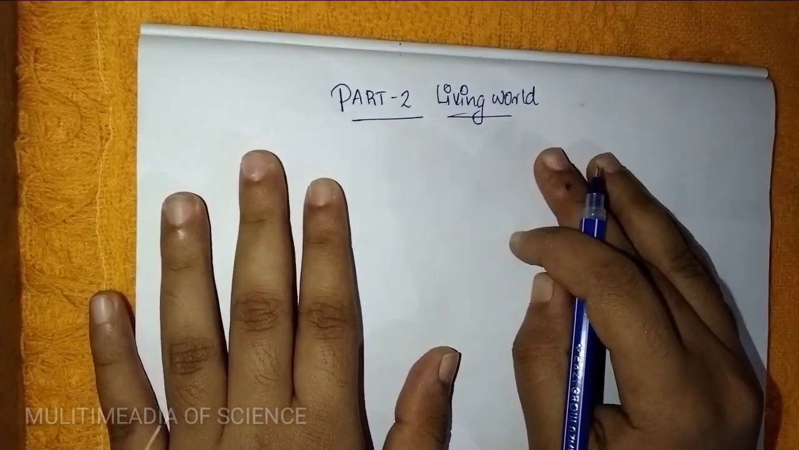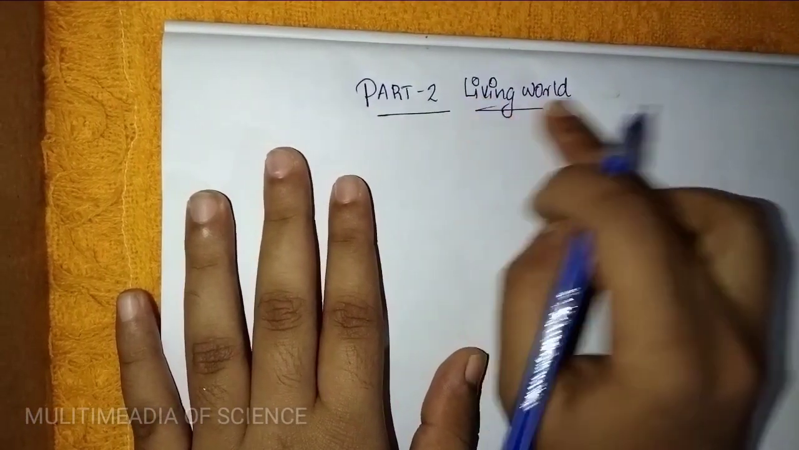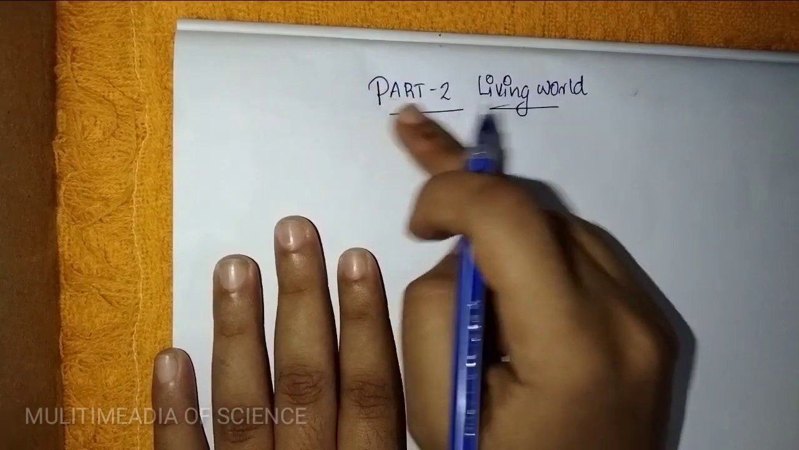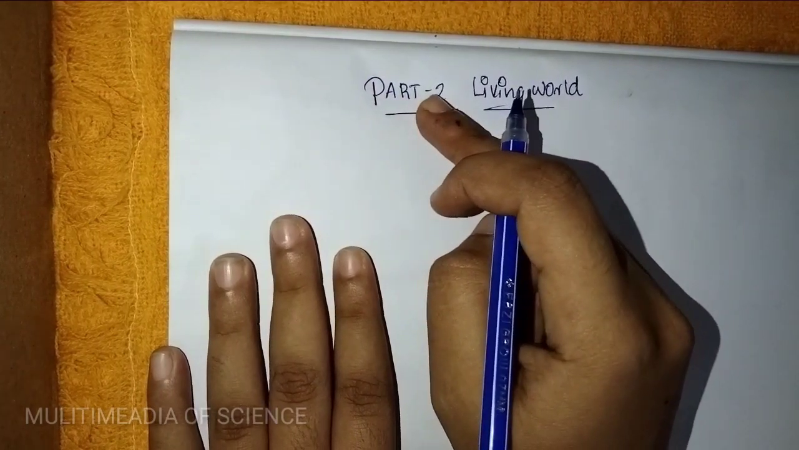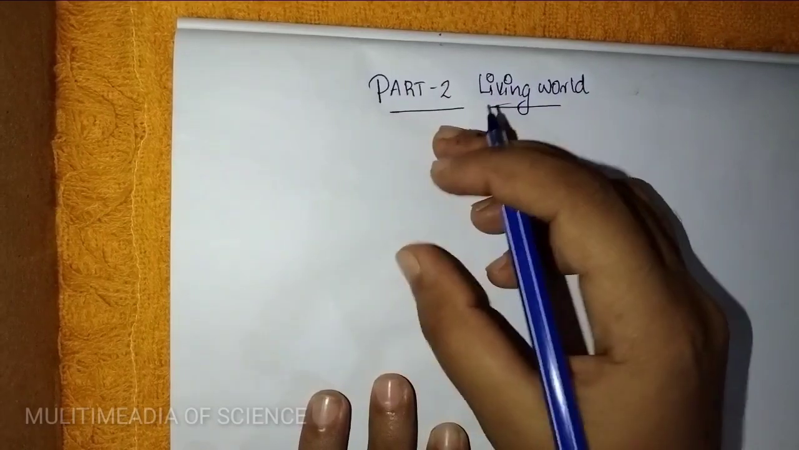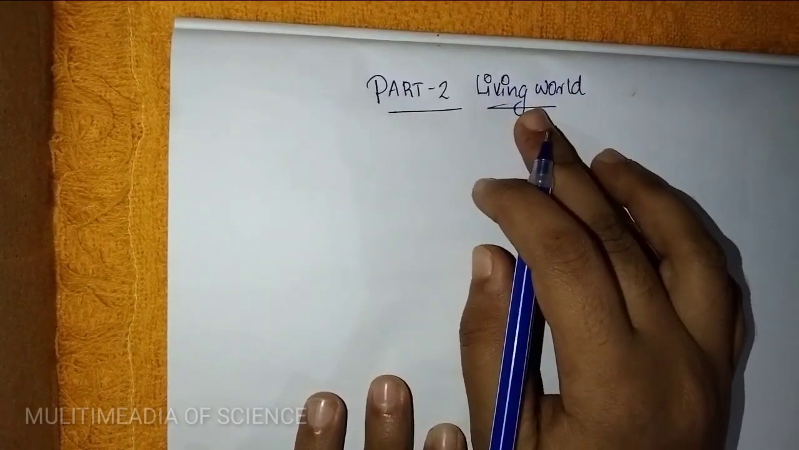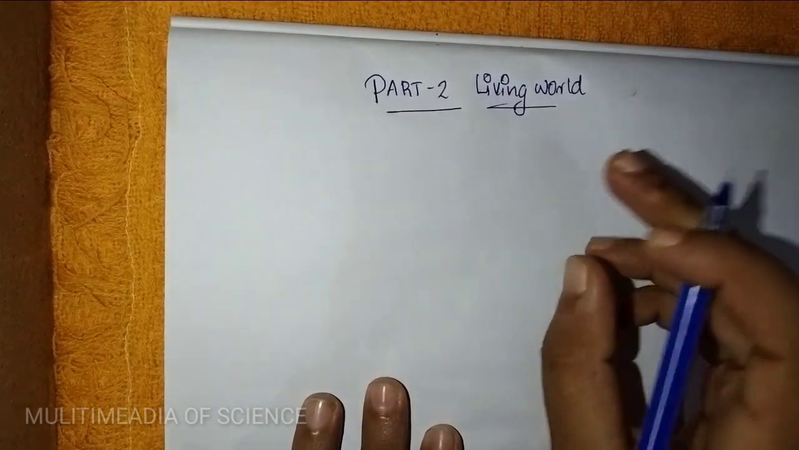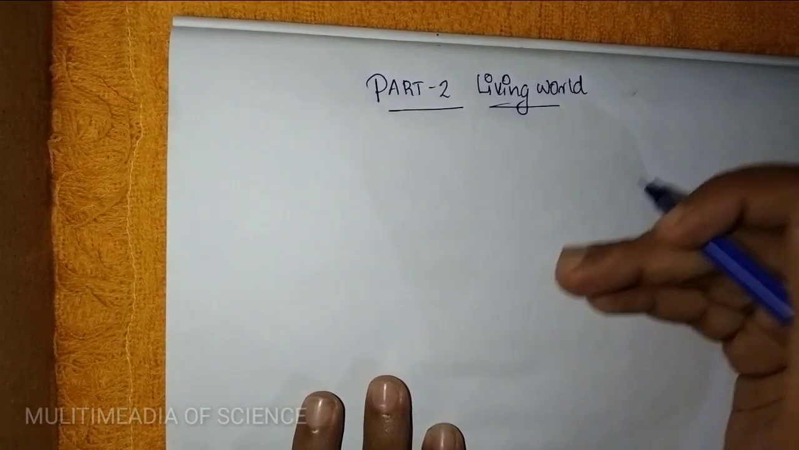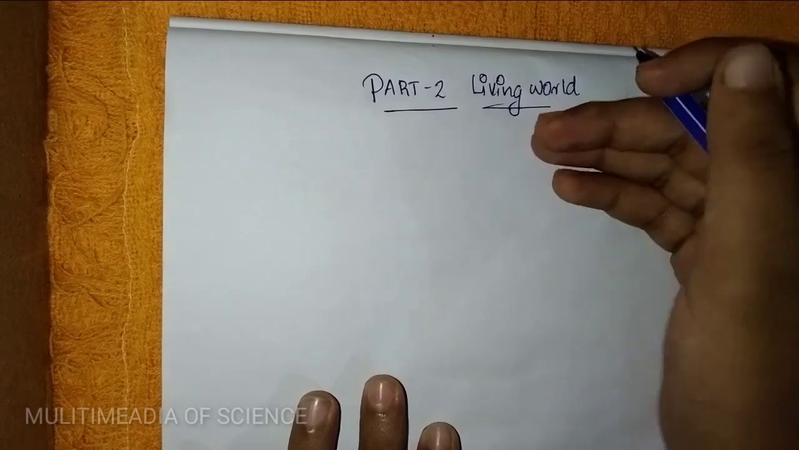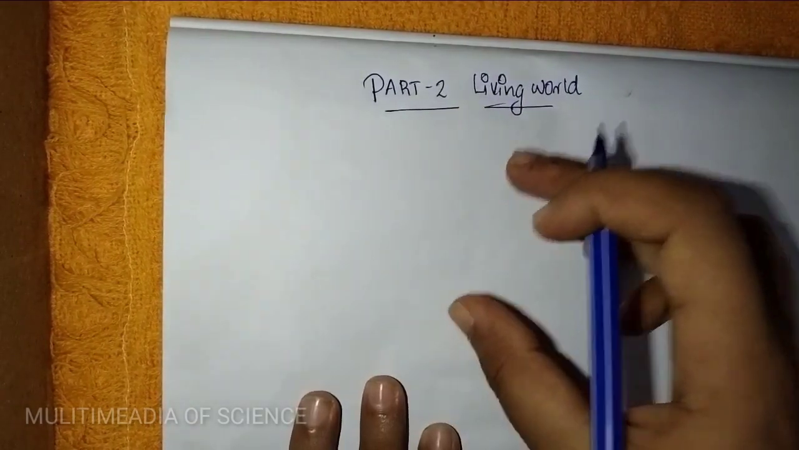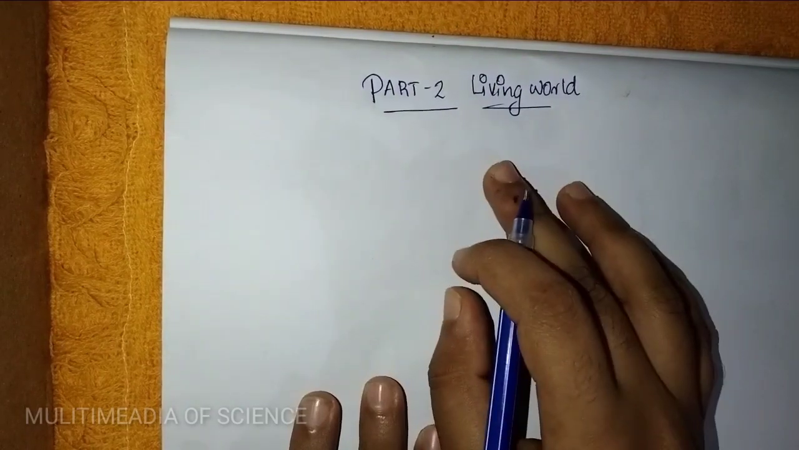Today I am dealing with the continuing section of the chapter Living World. The previous section was done in part 1, so please watch it. Next we are dealing with some terms in the living world. I already talked about the classification, that is species, genus, family, order, class, phylum, kingdom, and now we discuss it in detail in this section.